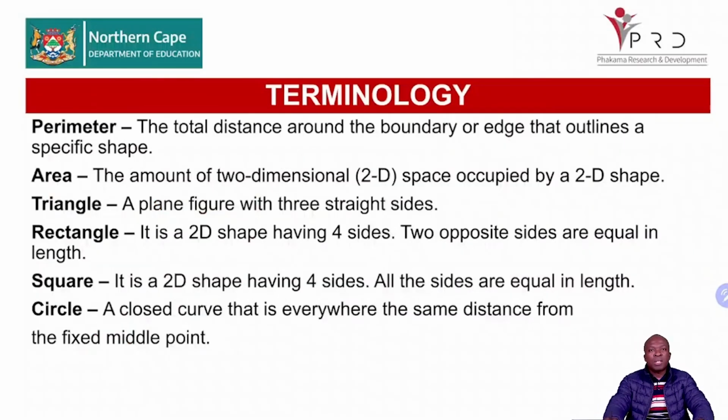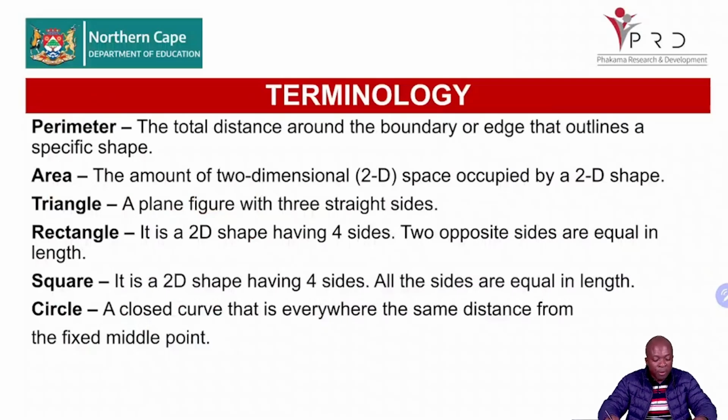Now that we've gotten the baseline out of the way, let's look at some of the terminologies that we're going to use as we work with perimeter. The first one: perimeter is the total distance around the boundary or edge that outlines a specific shape. Or you can just say perimeter is the total distance around an object. That will be good enough for us to mark it correct. Remember, in the examination, we'll be asking you to define and to explain. So you have to pause and write some of these definitions down so that they help you a lot.